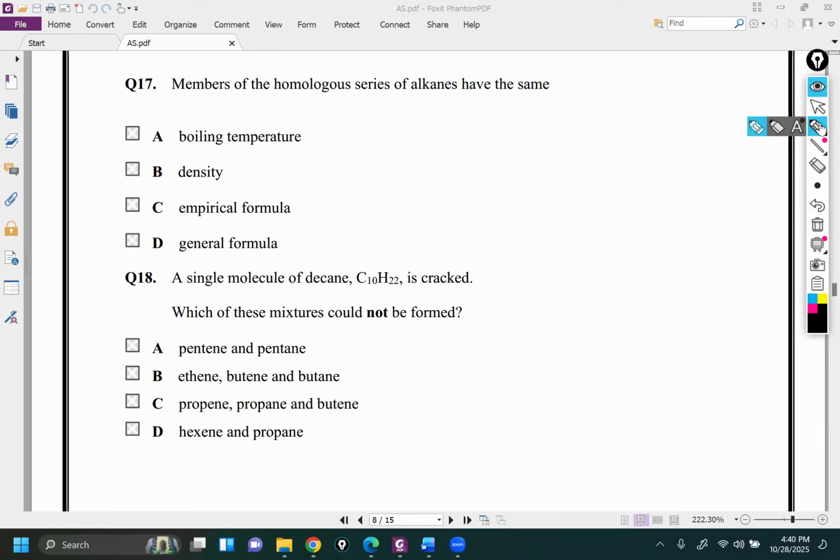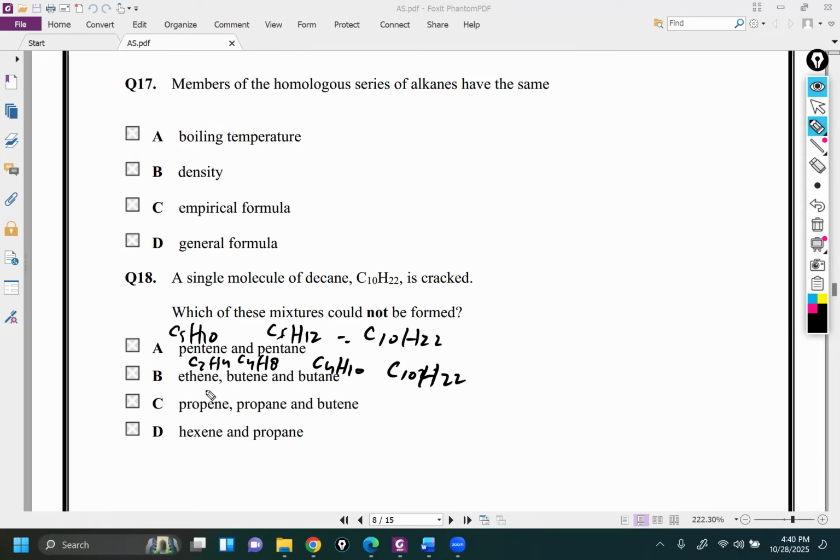Question 18, a single molecule of decane is correct. Which of these mixtures could not be formed? Again, the same idea, you have to work out the question. This is pentene, so better to write C5H10. And this is pentane, C5H12. So it will make the formula C10H22. It could form. Now ethene is C2H4. Butene is C4H8 and butane is C4H10. So this is 4, 4, 8 and 2, 10. Carbon is 10 and hydrogen is 4 and 8, 12 plus 10, 22. So hydrogen is 22, so it does work.